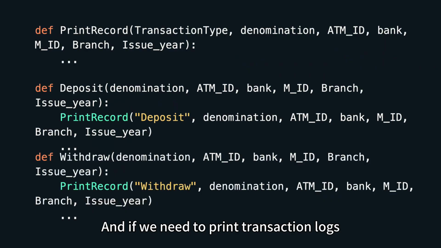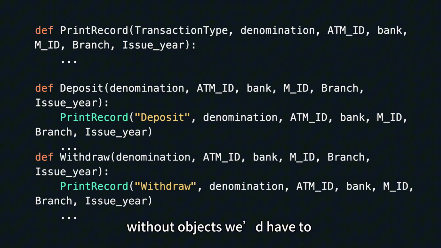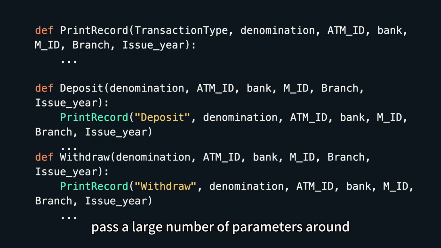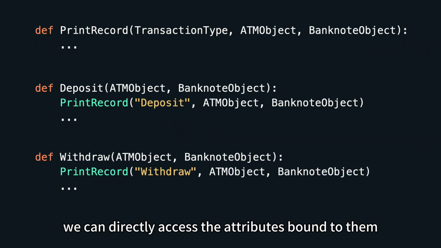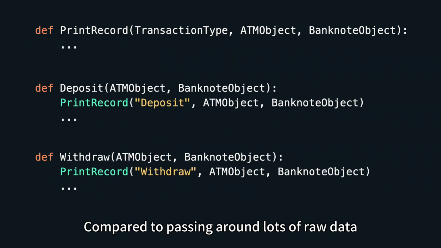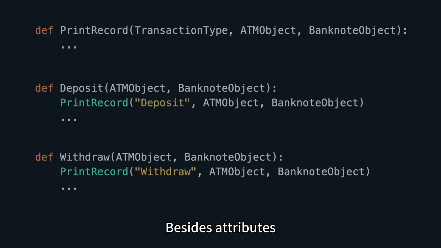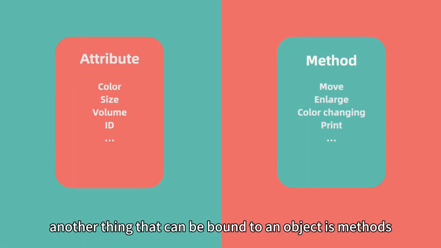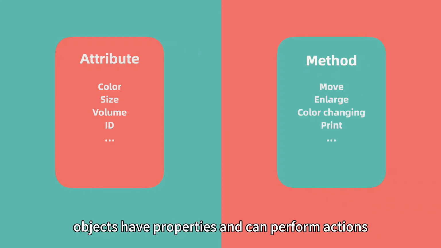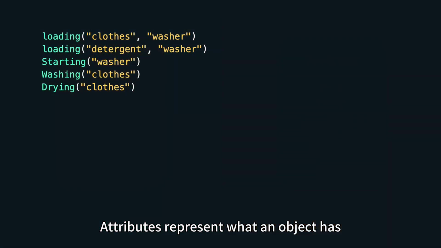And if we need to print transaction logs, without objects we'd have to pass a large number of parameters around. With objects, we can directly access the attributes bound to them. Compared to passing around lots of raw data, this makes both the logic and data flow much clearer. Besides attributes, another thing that can be bound to an object is methods. Just like in the real world, objects have properties and can perform actions. Attributes represent what an object has, while methods represent what it can do.